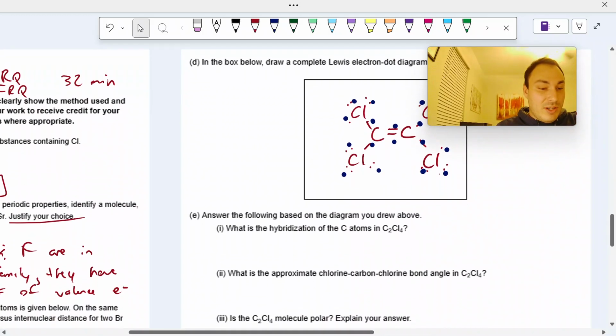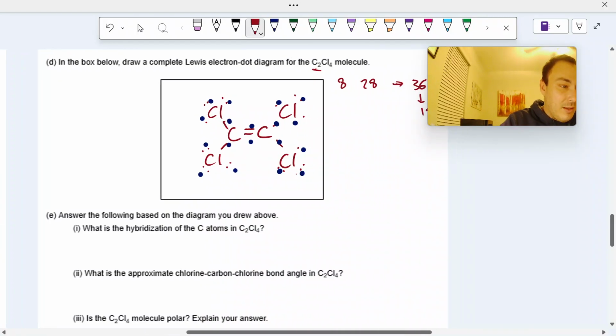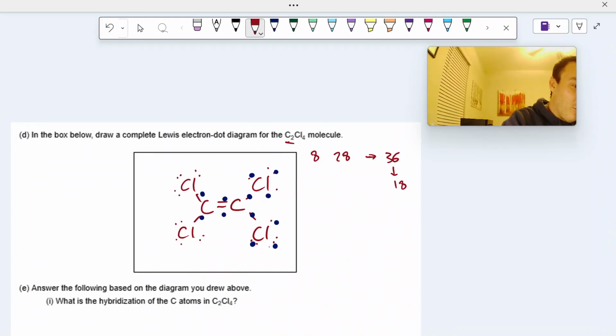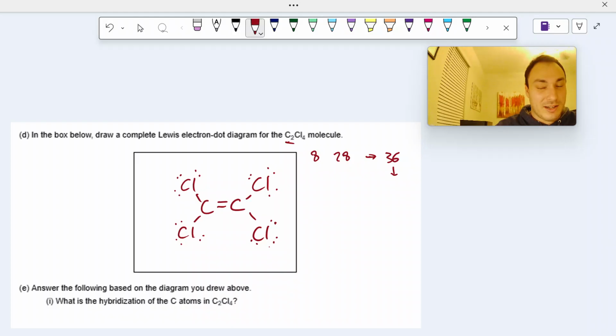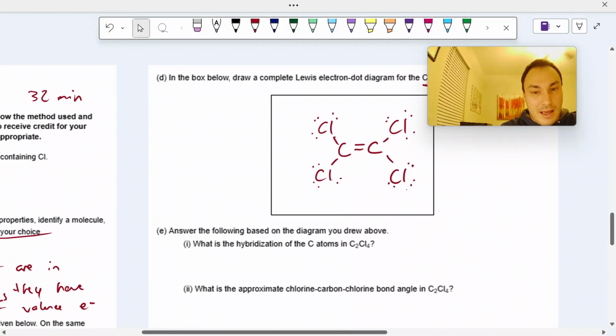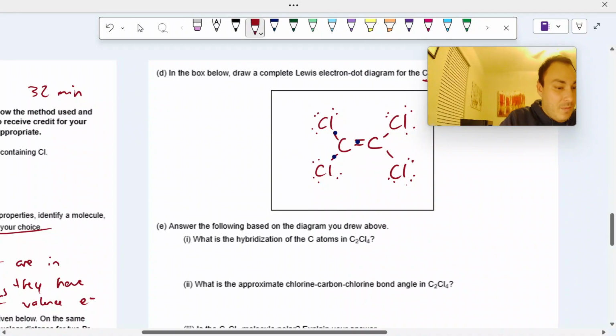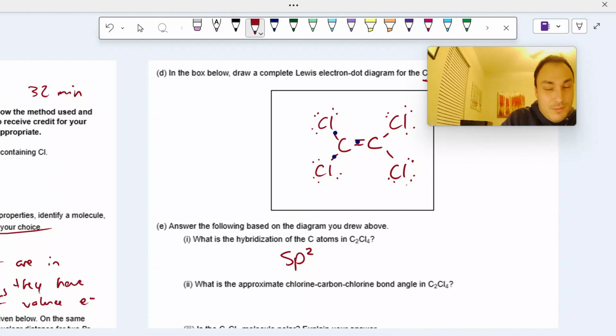What is the hybridization of the C atoms in C2Cl4? It doesn't matter which C atom. Both the C atoms are the same. I've now kind of cluttered everything. Let's just put it back. Nice. Go technology. All right. What is the hybridization of the C atoms? All right. We have 3 electron domains. 1, 2, 3. Therefore, it is sp2.